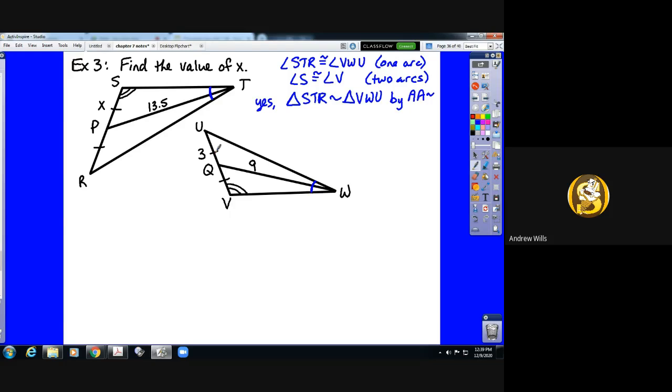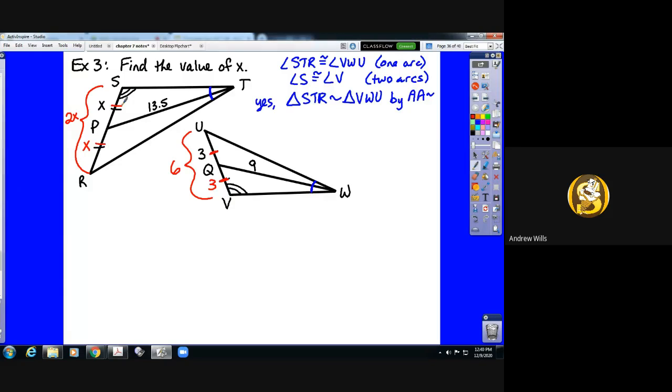UQ and QV are marked as being congruent, which means that QV is also 3 units, and the entire length of that side would be 6 units. Using that same argument, PS is our X, and it's marked as being congruent to RP, so that is also X, which means that the entire length of that side would be 2x. By the way, there should be 2 marks on each of those. So if you've got paper notes in front of you, you should fix that.